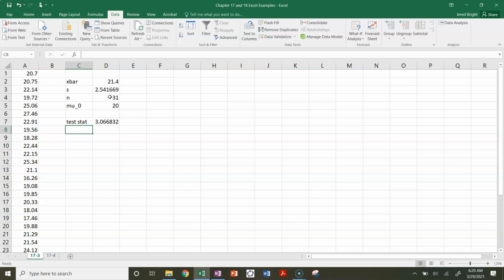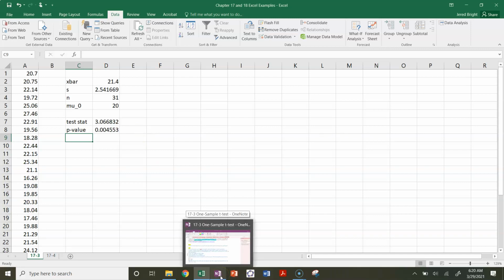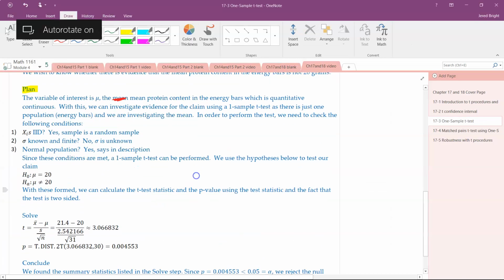And then I'm going to get the p-value. You might need to review our hypotheses, but it was a two-sided hypothesis test. So when I calculate the p-value under the t-distribution, I use t.dist.2t, and the x is my test statistic, and degrees of freedom is the sample size minus 1, so 30. There we go, so I got my p-value. So I'm going to copy all that into our work.